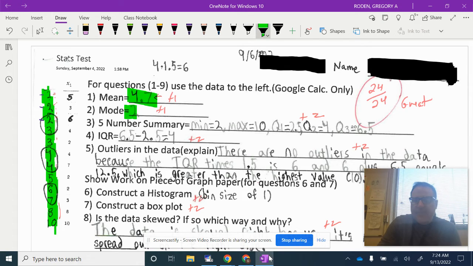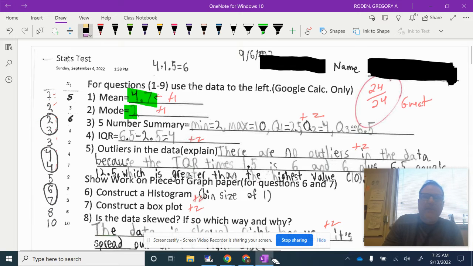All right, this is where some of you started going south, on your 5-number summary. Remember, the mean is not included in your 5-number summary. Okay, so the minimum value, let me erase this highlighted part here. Your minimum value was 2. So that's your minimum right here. Your maximum value was 10. So that's your maximum value right here.